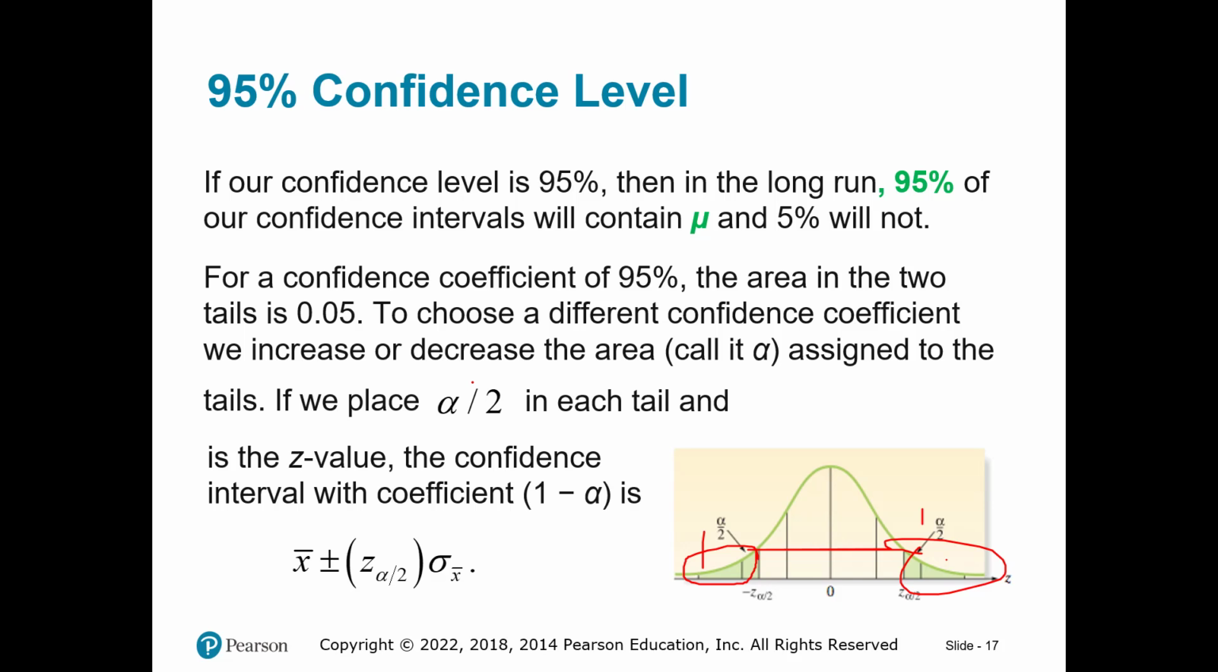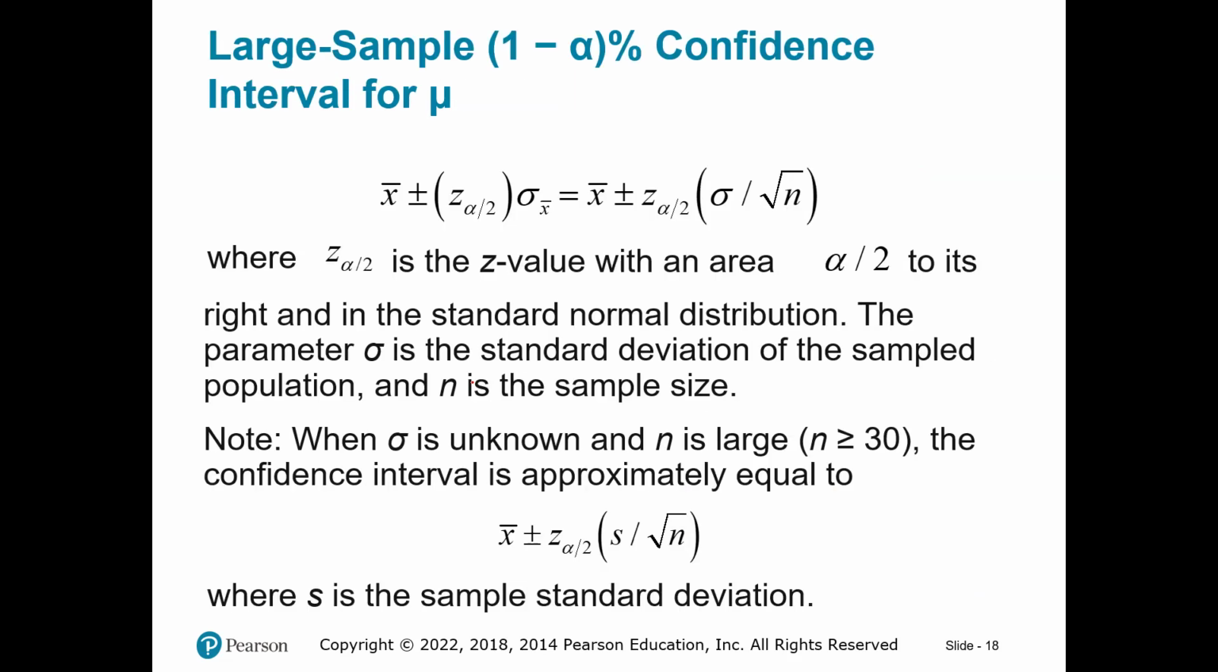and the confidence interval with coefficient 1 minus alpha is this one: X bar plus or minus z alpha over 2 multiplied by the standard deviation of the sample mean, okay? So this is the entire formula. Here z alpha over 2 is the z value with an area alpha divided by 2 to its right in the standard normal distribution. The parameter sigma is the standard deviation of the population and n is the sample size, okay?